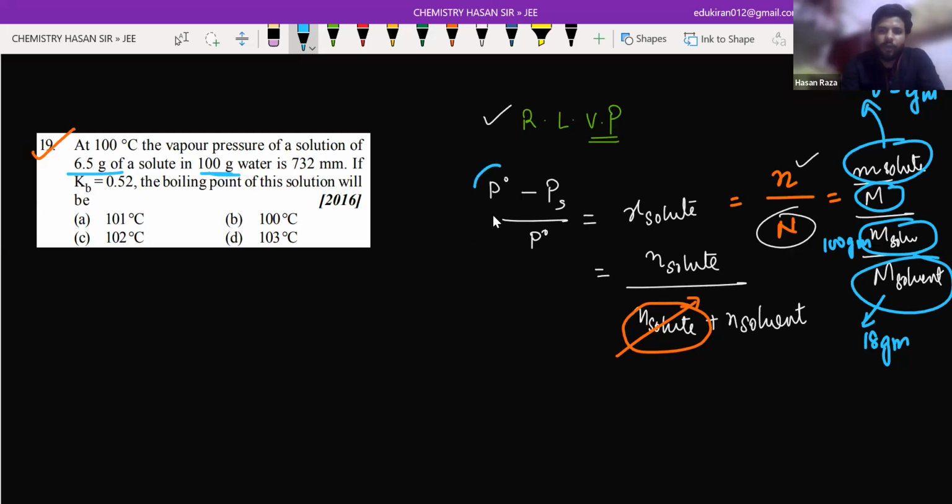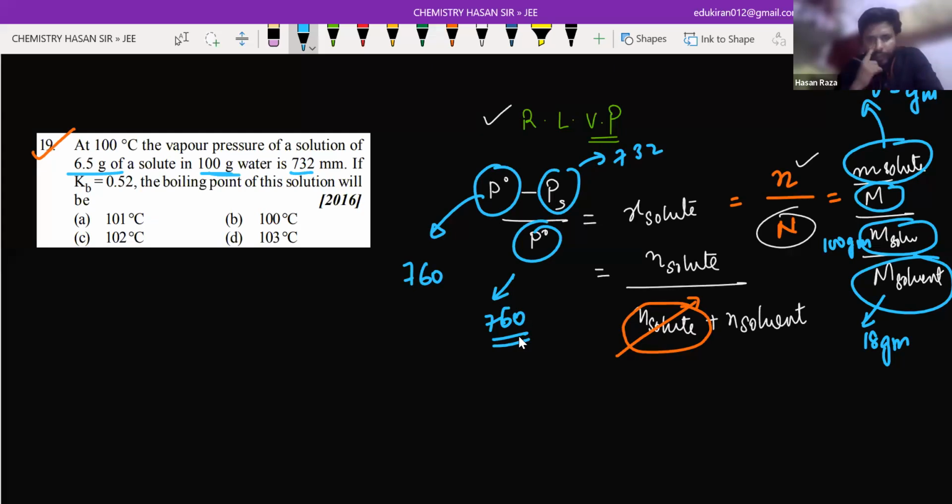Now, PS, the pressure of the solution, is given, you can see 732. So here it will be 732. What will be the original vapor pressure? That is 760 mmHg. Are you getting my point, Shahid? Sir, this 760 is standard. Yes, that is 760. So you can easily calculate this value from this equation.